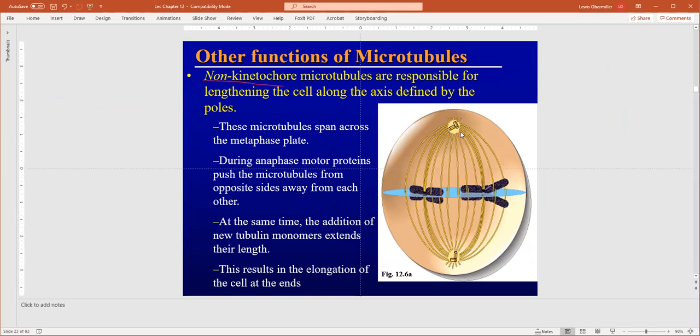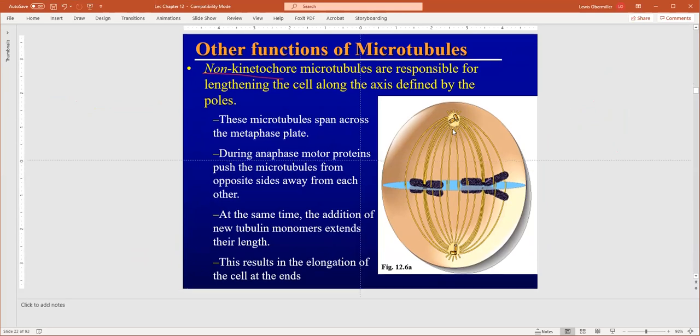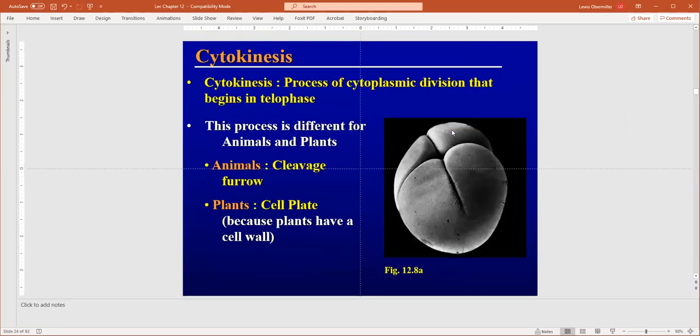Non-kinetochore microtubules, we talked about that. They push against each other and elongate the cell to prepare it to divide into two. No big deal. In animals, we had that cleavage furrow, which I showed you. It's pretty obvious. This is an electron microscope. What kind of electron microscope is this? Scanning or transmitting? Scanning. Yes, because we can only see the outside.